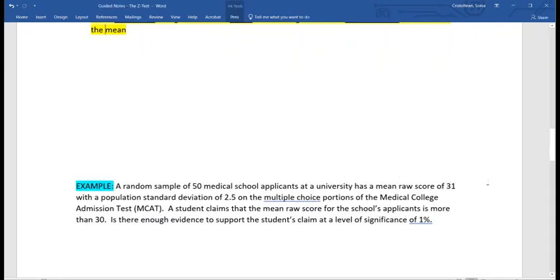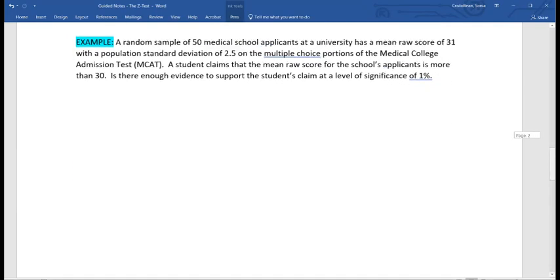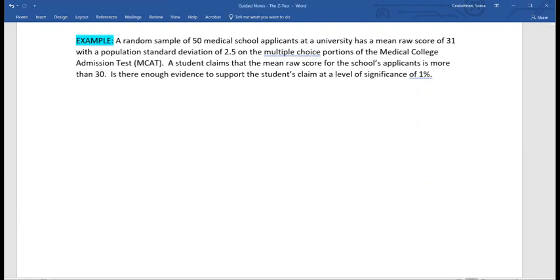31 with a population standard deviation of 2.5 on the multiple choice portion of the medical college admission test, MCAT. A student claims that the mean raw score for the school applicants is more than 30. Is there enough evidence to support the student's claim at alpha 0.01 or 1% level of significance? Let's write down the given information using the proper notations.